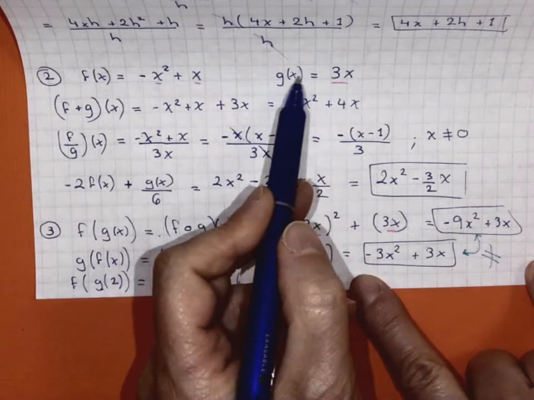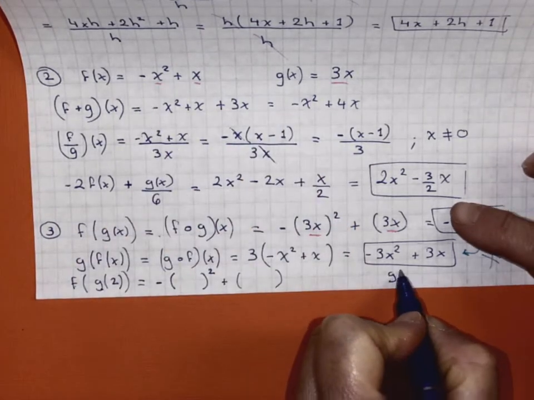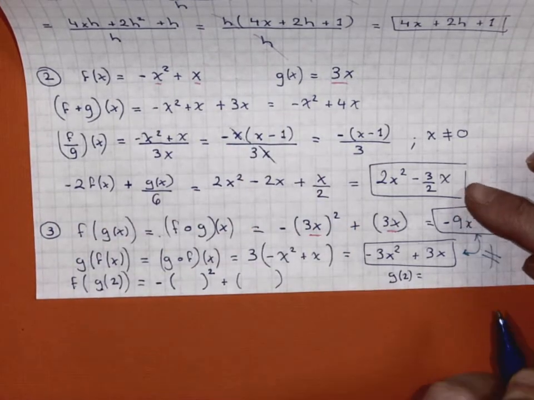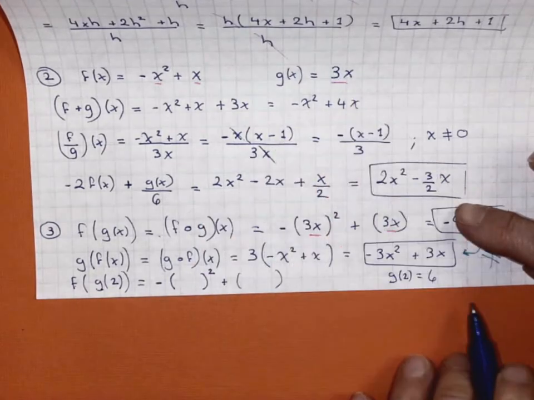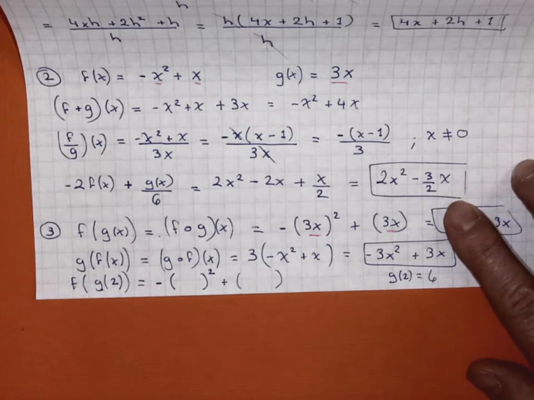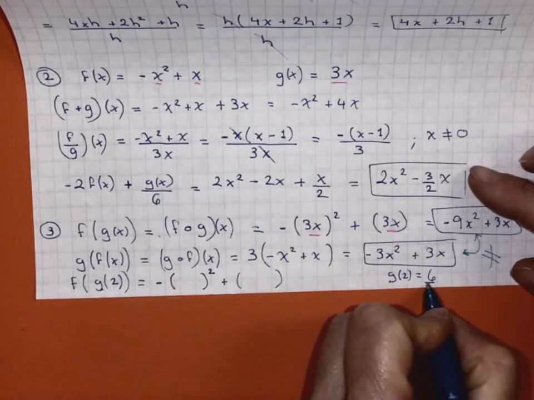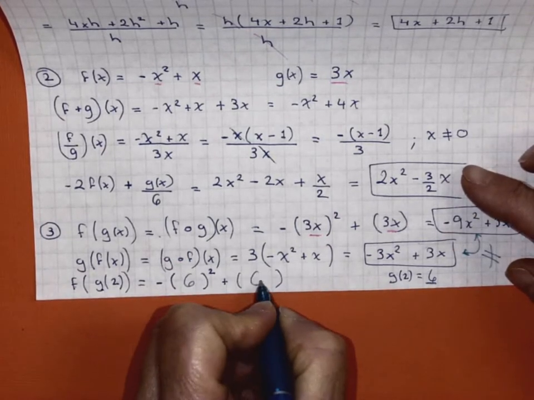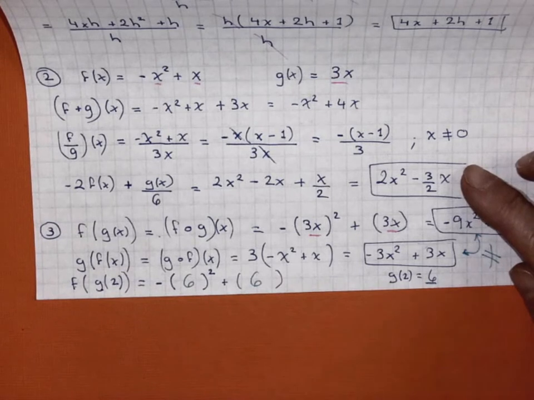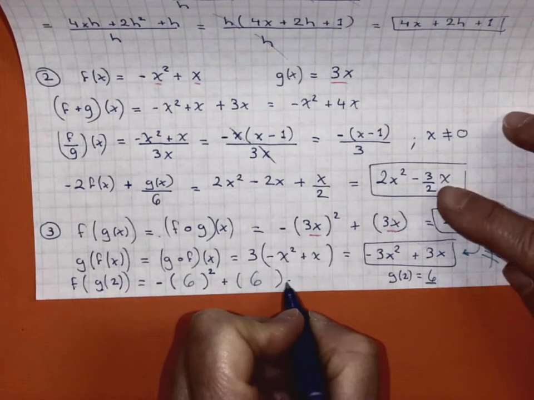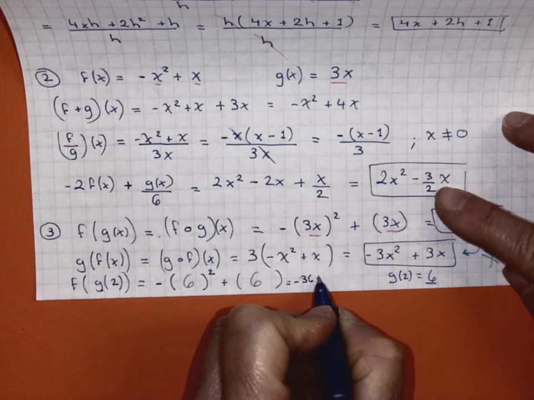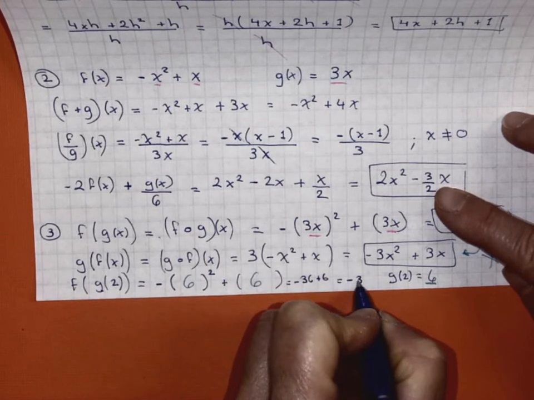Well, what is g of 2? Well, g of 2, if you plug in a 2 there, g of 2 will be equal to 6, right? 3 times 2 is 6. So that's what those become. That's your g of 2 right there. And now you just finish. So negative 6 squared is negative 36 plus 6. And so the answer will be negative 30.